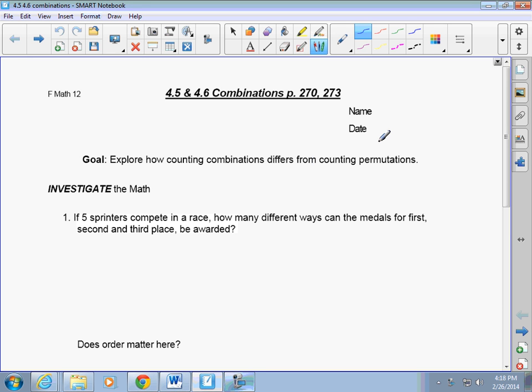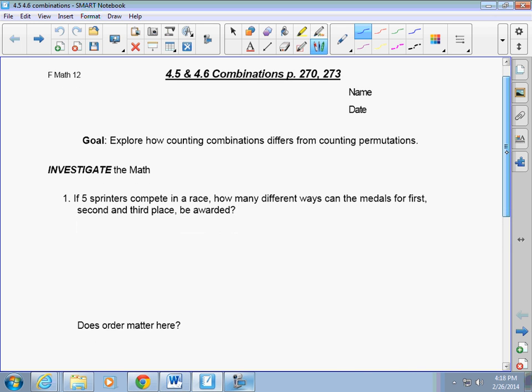Sorry for the delay there. 4.5 and 4.6 are combinations. Section 4.5, if you looked in your textbook, is really short. It's basically an introduction to combinations, with just one page in your textbook and then a few questions. So I've put these two together. What we're looking at is how counting these combinations is different from counting permutations.